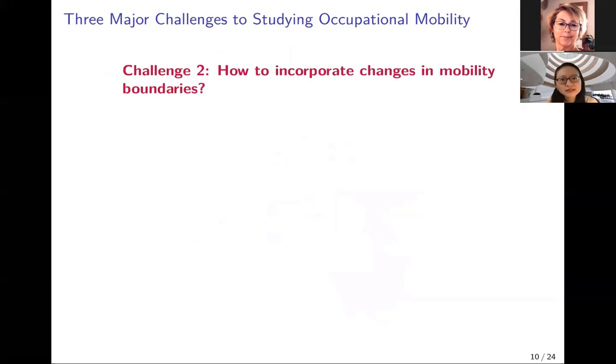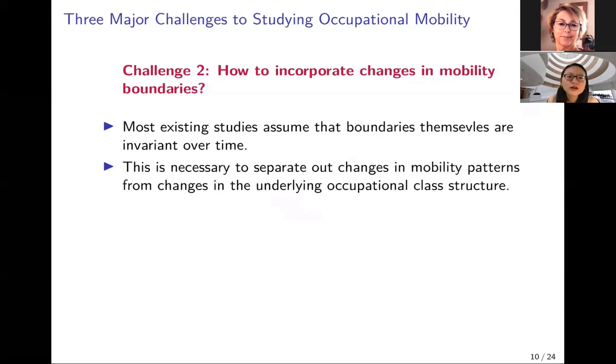Okay, so the second challenge is how to incorporate changes in mobility boundaries over time. Most existing literature in stratification research starts with the assumption that the class boundaries are invariant over time. And this is helpful, and a lot of the time it makes sense, because it's necessary to separate out changes in mobility patterns from changes in the underlying class structure. Because when we, as demographers or mobility scholars, study change, we need to hold others constant so that we can look at one type of rates at one time.